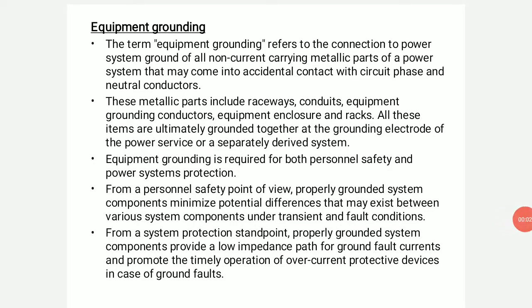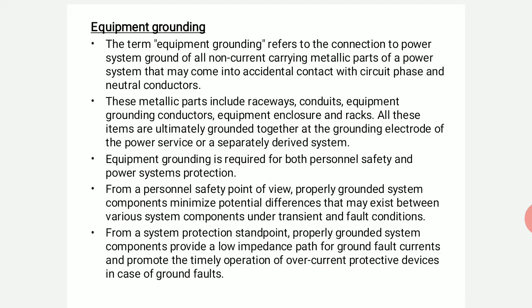Hello all. We have been discussing different types of grounding in electrical measurements. We had already discussed what grounding is and what the purpose of using grounding in electrical measurement equipment is. So today we'll be discussing that there are different types of grounding actually.